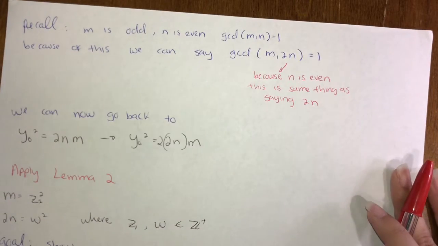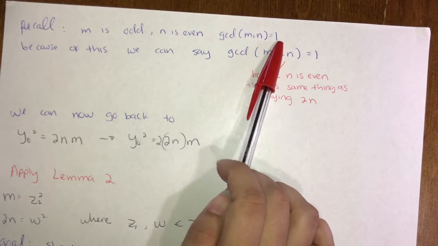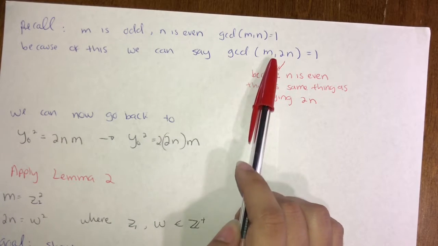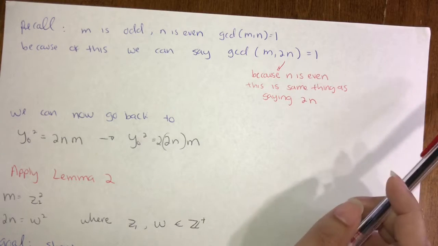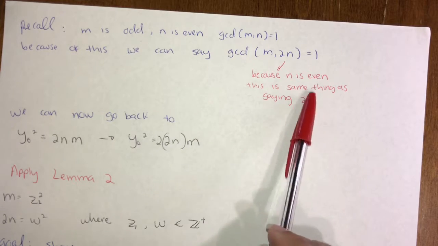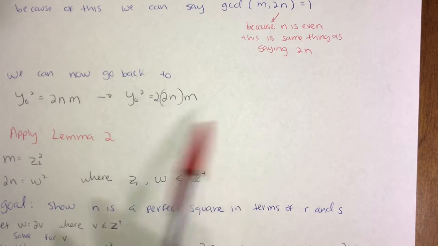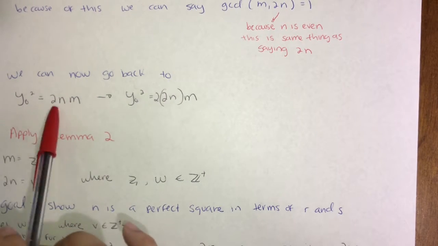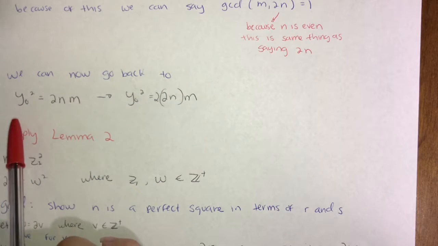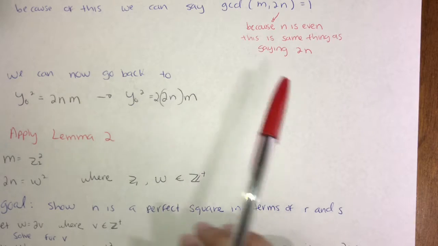Okay, now I do want you to recall that by doing this, since we have m is odd, n is even, and the GCD of m and n is 1, we can also say that the GCD of m and 2n is 1. Why? Because we can replace n by 2n because n is even, and so it's like saying the same thing. So now we can go back to one of our original terms here, and we can replace this n by 2n, as I did.